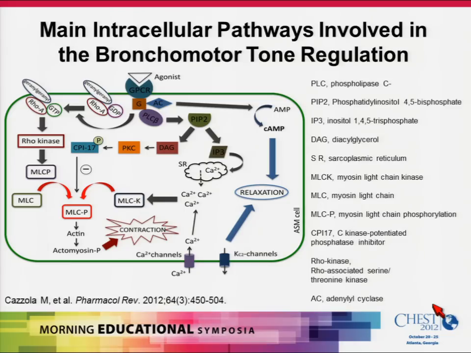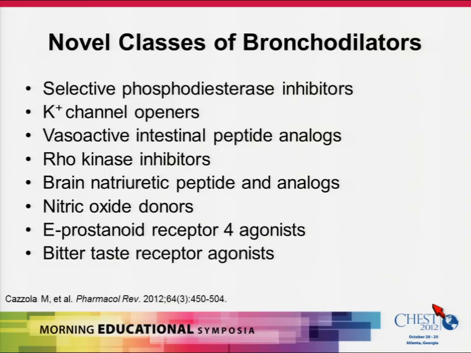All this information is in a large paper that we have published in the June issue of Pharmacological Reviews, and if you write to me, I will send you a PDF of this paper. In this paper, we have stressed that we have several classes: selective phosphodiesterase inhibitors, potassium channel openers, vasoactive intestinal peptide analogs, ROCK kinase inhibitors, brain natriuretic peptide analogs, nitric oxide donors, E-prostaglandin receptor 4 agonists, and beta-2 receptor agonists. You can see a huge group of bronchodilators or new targets that can be developed.